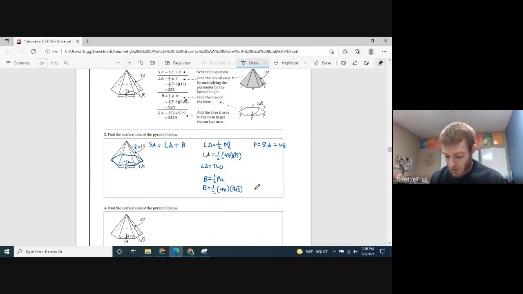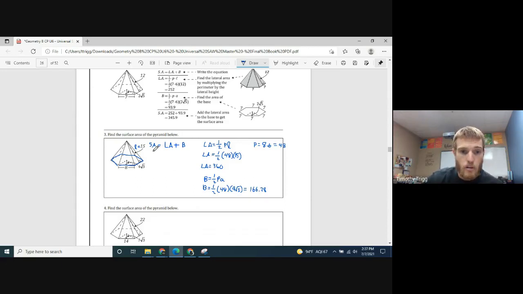Okay, so let's go ahead and do that. 1/2, I just put 0.5 for 1/2, same thing, times 48 times 4 square root of 3. Make sure you plug that in your calculator and make sure you get the answer of 166.28, rounding to the nearest hundredth.